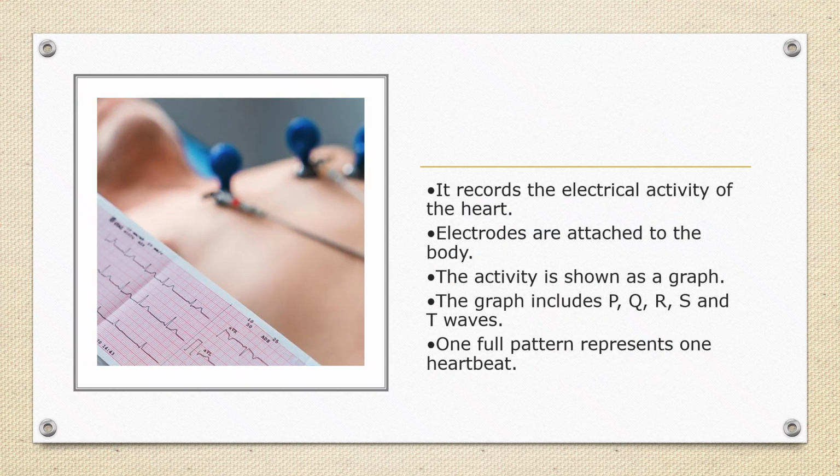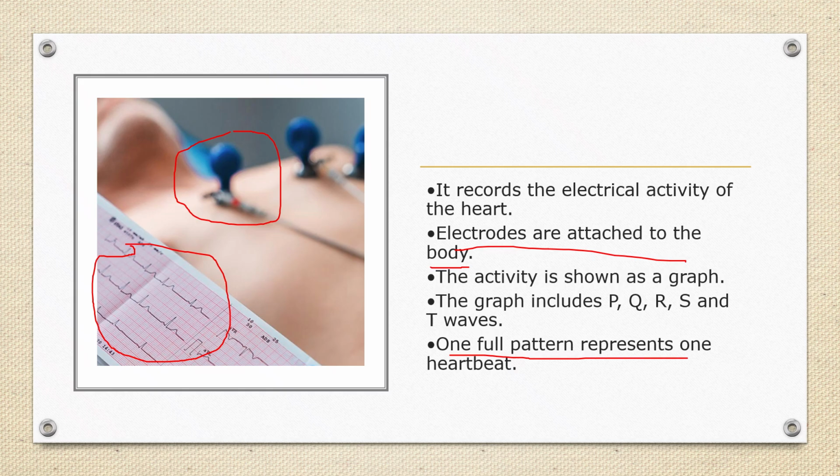Okay, so next thing is how we perform an ECG. We perform ECG with the ECG machine. With the ECG machine we have electrodes. These are called electrodes. Electrodes are attached to the body. After that we can get a print like this. This is called the ECG result, and on this paper one full pattern represents one heartbeat. This graph includes P, Q, R, S and T waves.